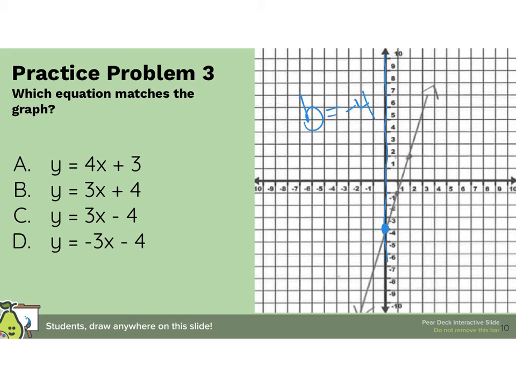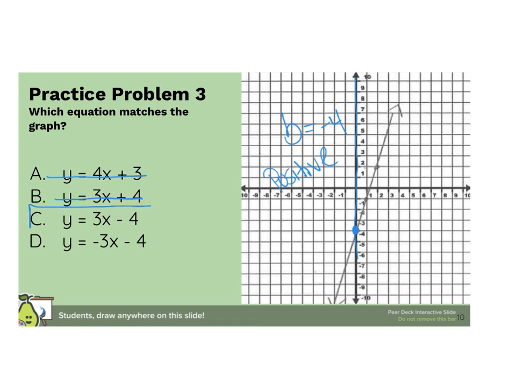Just with this information, I'm going to cross out the answer choices that don't work. So answer choice A says the y-intercept is 3. And answer choice B says the y-intercept is +4, but it's -4. So now I know it's either C or D. They have the correct y-intercept. So one of them says the slope is positive, and one says the slope is negative. So looking at this line, I don't know what the slope is, but I know this is a positive sloping line. So without finding the slope, I know that choice C is the correct answer.